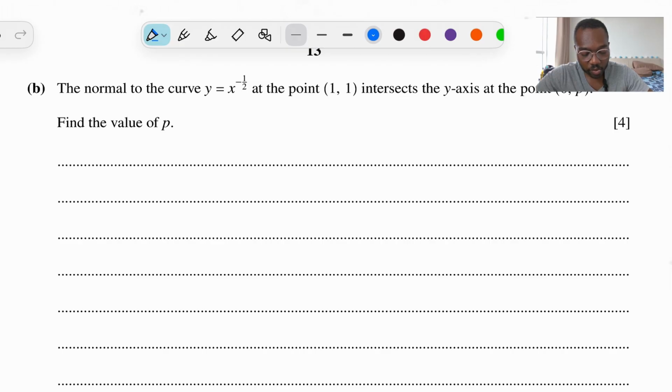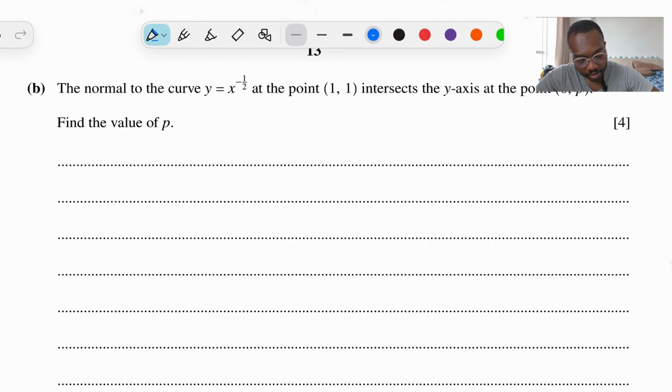So what we need to do is work out what the gradient would be at that point, and then just put 1 into x, which will give us a gradient, do the negative reciprocal, which will give us the normal gradient, and work out the equation of the straight line, because that will give us the form y equals mx plus c, and whatever that c value is, that will be our y-intercept, which will be that point.